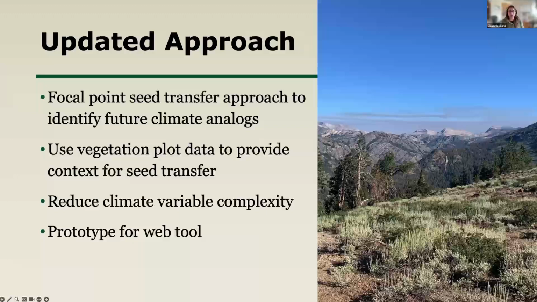So for our updated approach, we will use the same focal point structure as the CSRT to define these future analog locations, but we're going to do it based on the climate distance of 19 climate variables and very little user input or decisions. The approach is novel in that it also incorporates vegetation inventory plot data to provide species composition information for those future analog locations. This additional context for seed transfer allows users to better understand what the site will look like by mid-century and make more sustainable decisions in how to manage it.